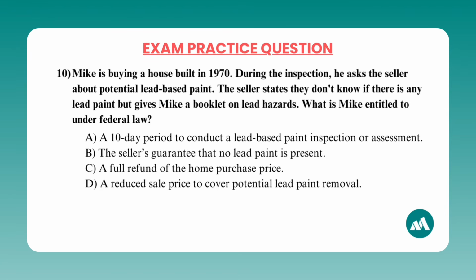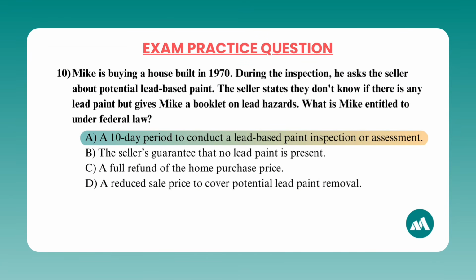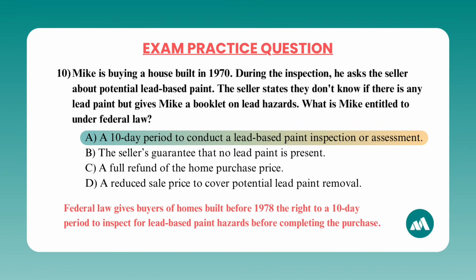The answer is A, a 10-day period to conduct a lead-based paint inspection or assessment. Federal law gives buyers of homes built before 1978 the right to a 10-day period to inspect for lead-based paint hazards before completing the purchase.